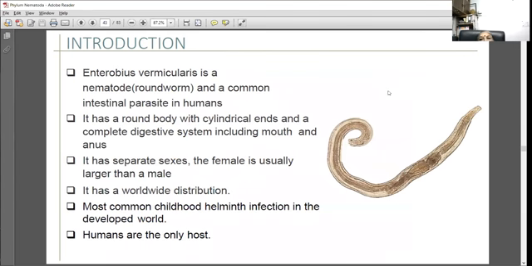Now, coming to the introduction of Enterobius vermicularis. It is a common nematode and a common intestinal parasite in humans. Though in the bracket it is written as roundworm, the roundworm refers to the cylindrical type of worm. It is not Ascaris lumbricoides. It has a round body with cylindrical ends and a complete digestive system, which includes both the mouth and the anus.